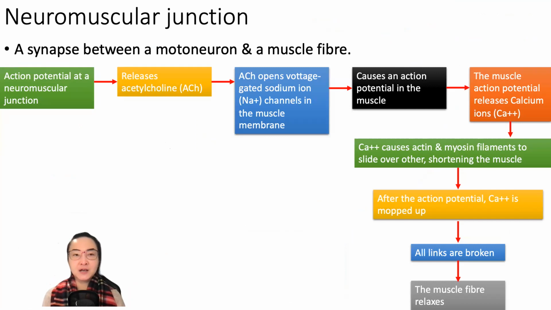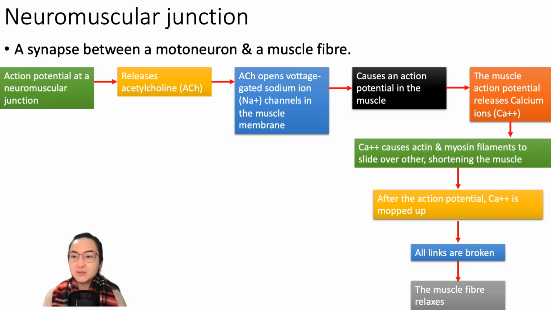Neuromuscular junction. Neuromuscular junction is a synapse between a motor neuron and a muscle fiber. Action potential at a neuromuscular junction releases acetylcholine, or ACh. Acetylcholine opens voltage-gated sodium ion, here it's Na+, channels in the muscle membrane. This causes an action potential in the muscle.